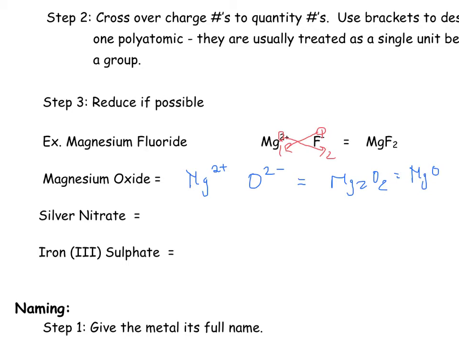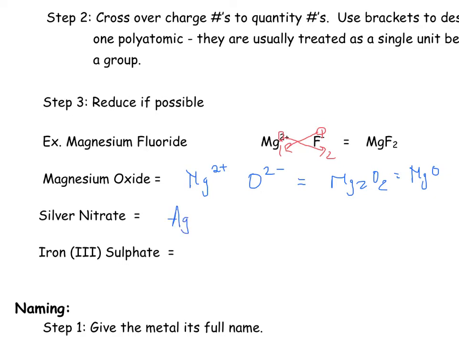Silver nitrate involves a polyatomic ion. Remember, you can recognize these by not ending in IDE. There's a chart on the back side of your class periodic table to help you identify the names and formulas of polyatomics.